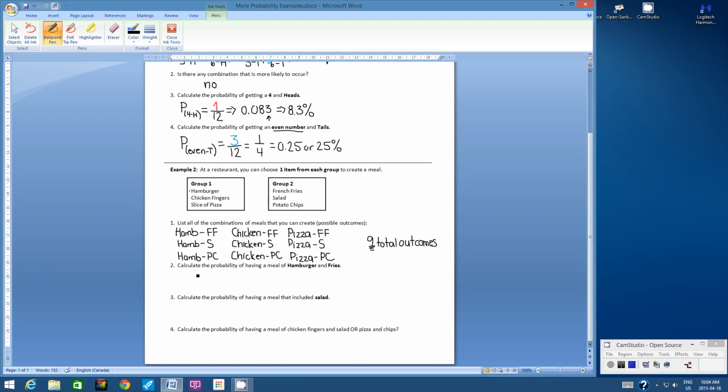Number 2, calculate the probability of having a meal of hamburger and fries. Okay, so that's pretty easy here. Probability of hamburger and French fries. Well, why don't I give you a minute to calculate that?